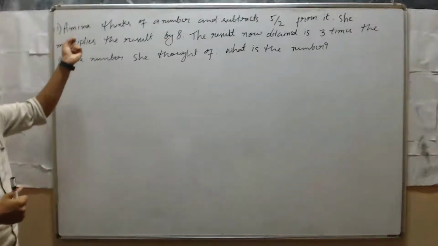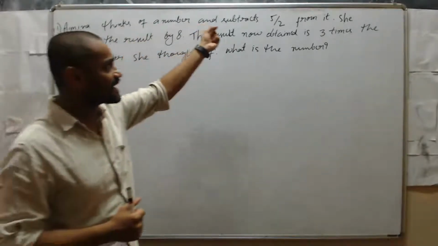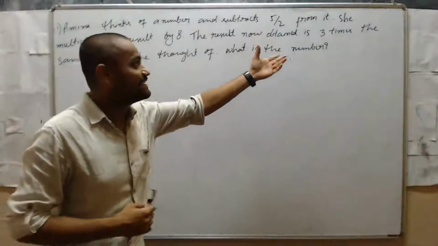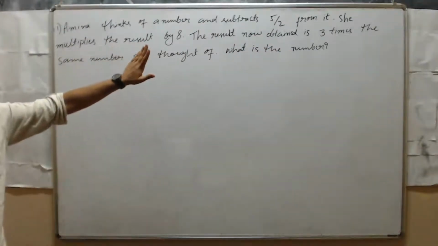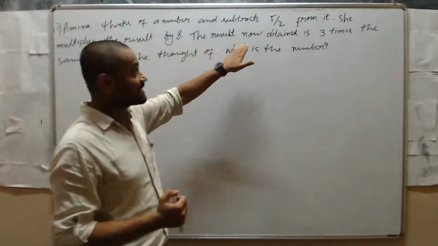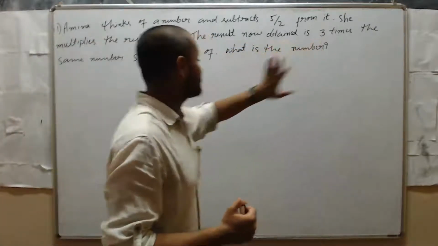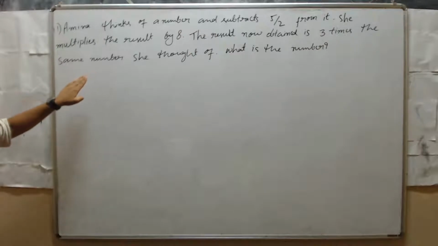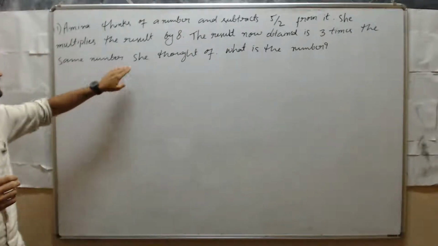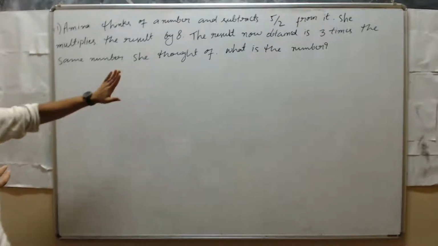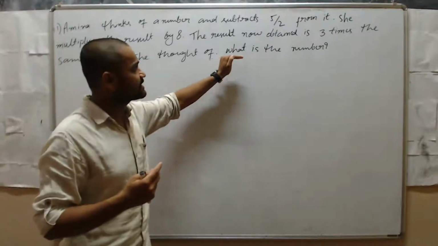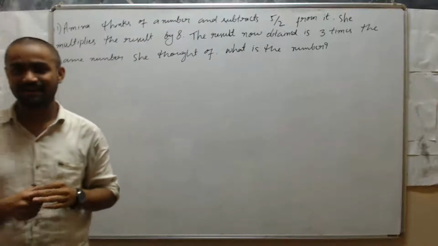Amina thinks of a number and subtracts 5 by 2 from it. She multiplies the result by 8. The result now obtained is 3 times the same number she thought of. What is the number?